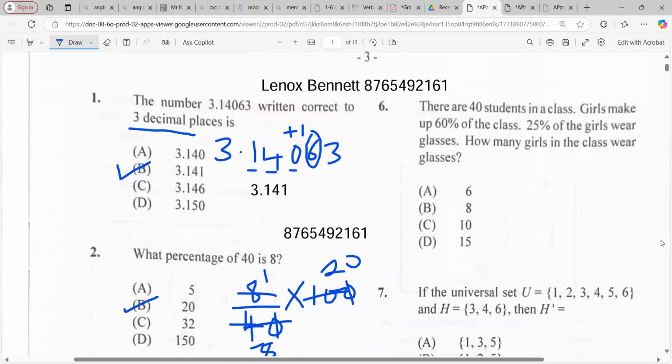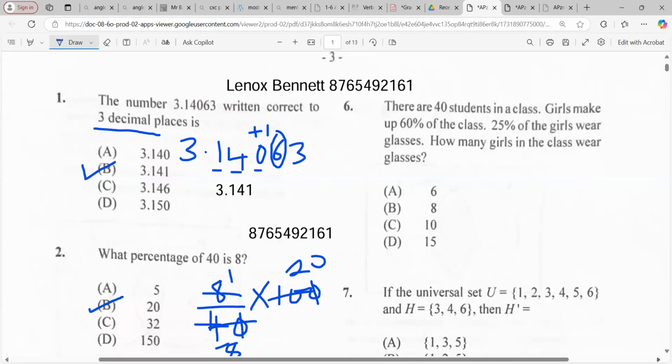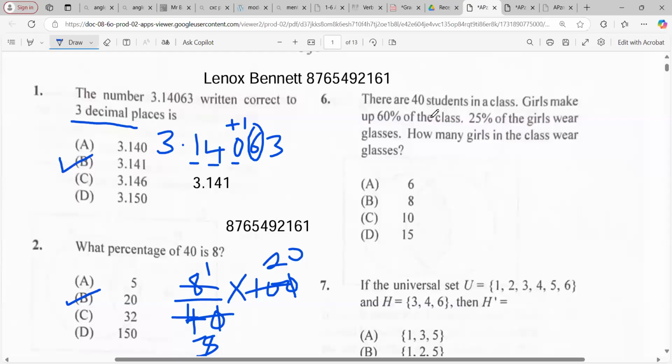Number 6. There are 40 students in a class. Girls make up 60% of the class. 25% of the girls wear glasses. How many girls wear glasses? All right, so we have a total of 40 students. And they say girls make up 60%. So let's find 60% of that 40 there. And that will give us an idea of how many girls there are.